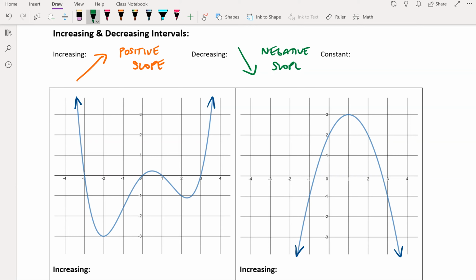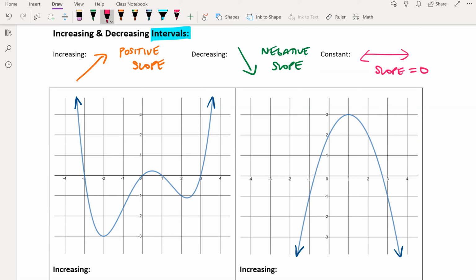And then a function is constant. A function is constant if it looks like this. And then slope equals 0 for a constant function. All right. We need to write the intervals. We need to write the intervals of when these functions down here are increasing and decreasing.